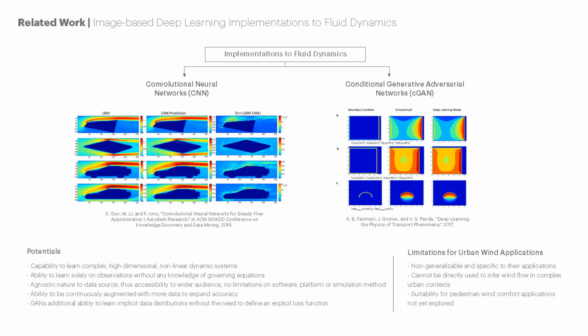But the limitation of those explorations for urban wind applications is that they're not generalizable and they're quite specific to their application, and we cannot directly use them to infer wind flow in complex urban contexts. And the suitability for pedestrian wind comfort applications has not yet been explored.